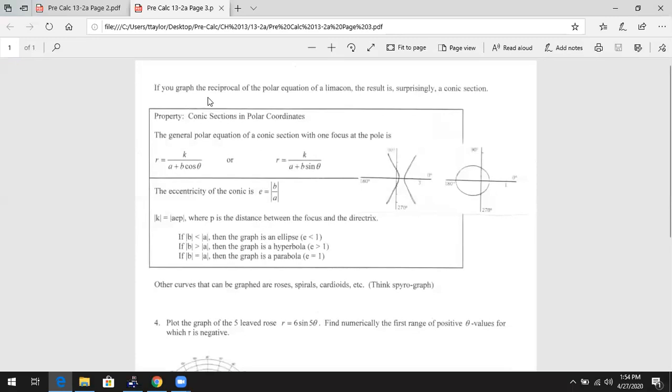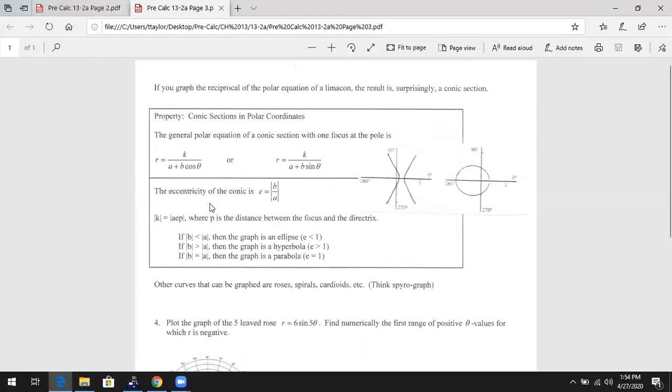Now, if you graph the reciprocal of the polar equation of a limacon, the result is surprisingly a conic section, which might surprise you since we haven't covered conic sections; time didn't allow us to get to that. So, conic sections in polar coordinates: the general polar equation of a conic section with the focus at the pole is r equals k over a plus b cosine theta, or k over a plus b sine theta.